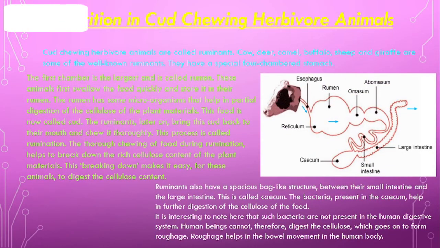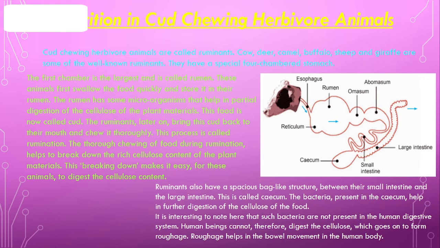Nutrition in cud chewing herbivore animals. Cud chewing herbivore animals are called ruminants. Cow, deer, camel, buffalo, sheep, and giraffe are some of the well known ruminants. They have a special four chambered stomach. Ruminants also have a special bag-like structure between the small and the large intestine.